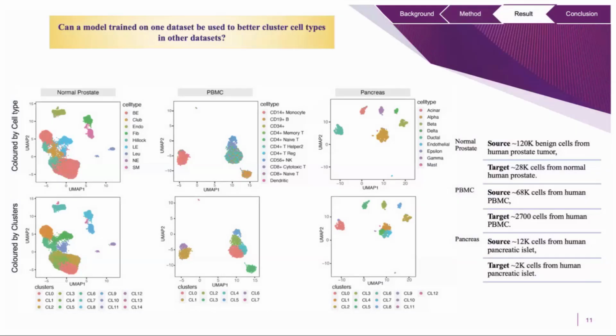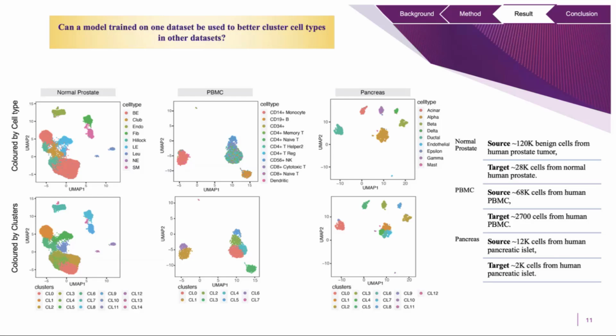So now to check whether a model trained on one dataset can be used to better cluster cell types in another dataset, I have used 3 use cases using public datasets. I have also worked a bit on our own dataset, which was a collaboration with a group in France from University of Nantes, but I'm skipping that because explaining that would take a lot of time. So I'm just sticking to the public datasets and the analysis that I did here.